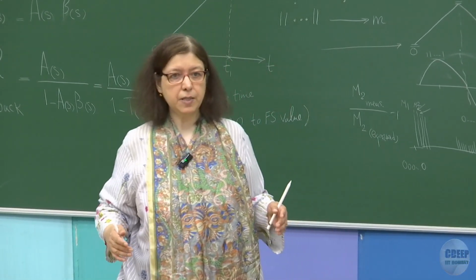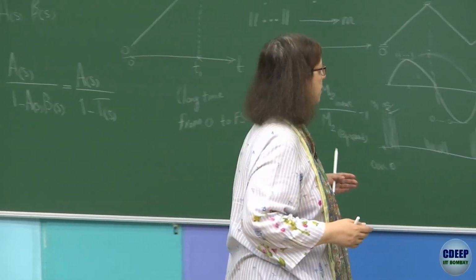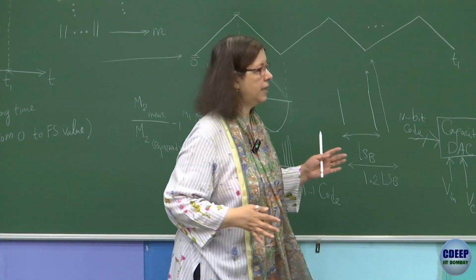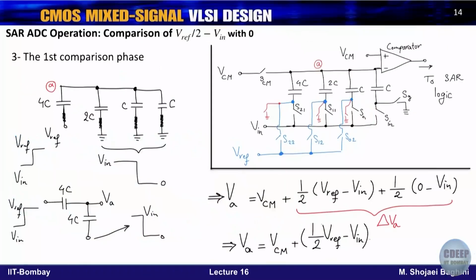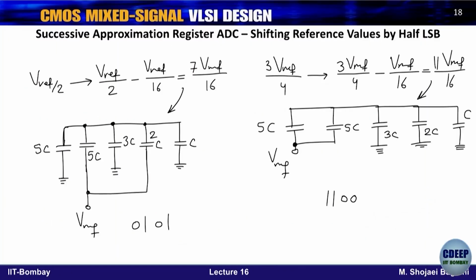However, there are ways. For example, instead of using binary division all the way, they use different ways, like the one I showed you in the last slide, to reduce the size of the capacitors needed to generate the levels. I will show you some of the techniques they use to avoid this large size of the capacitors in SAR ADCs.